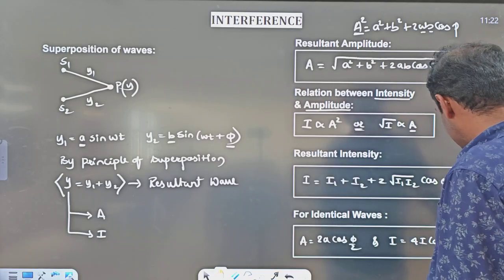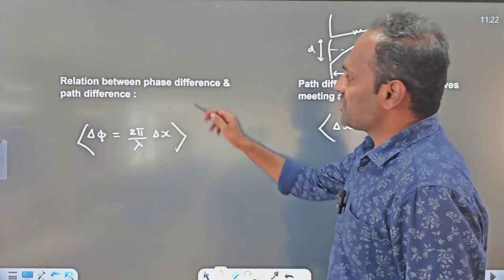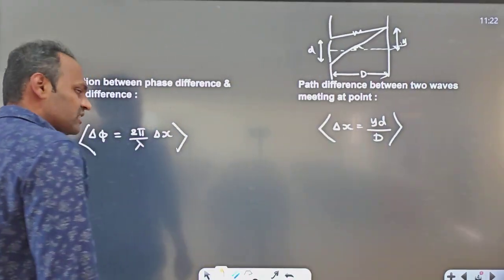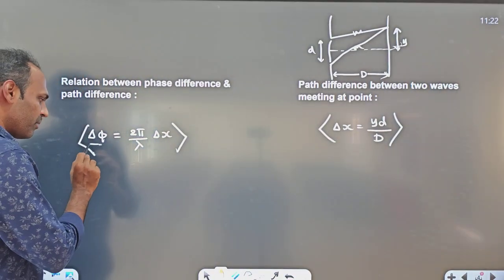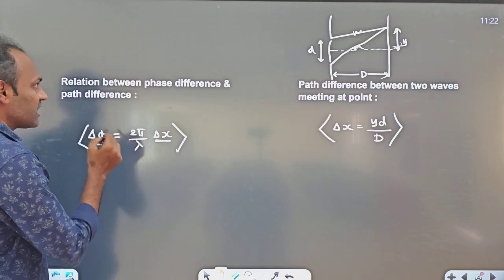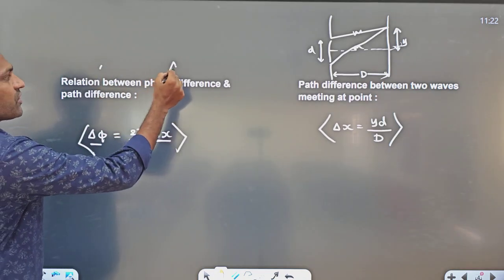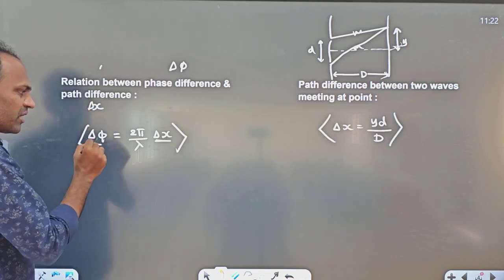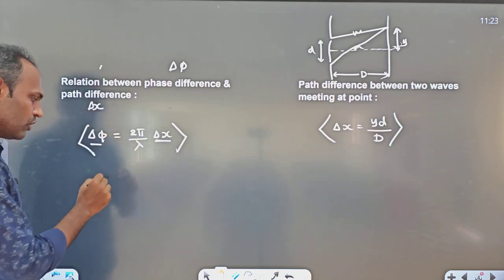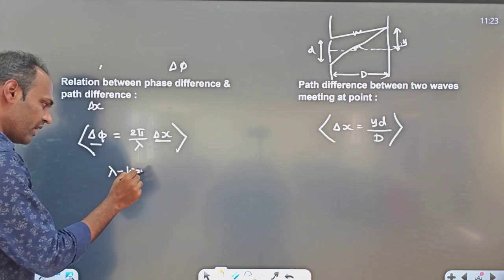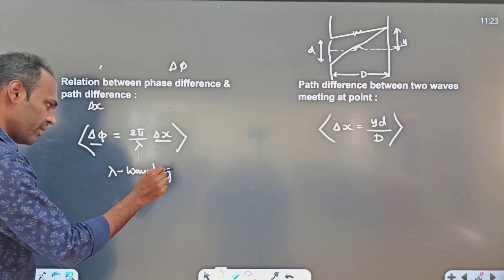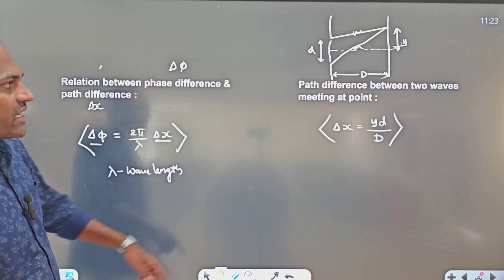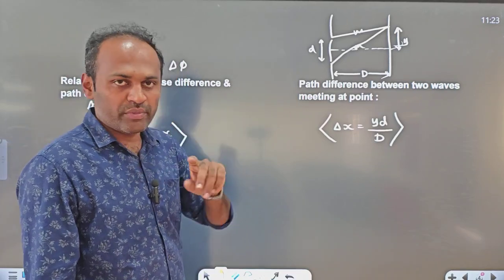Correct? Okay. Next, we'll go for the relation between phase difference and path difference. See, phase difference is represented by delta pi, path difference is represented by delta x. The relation is delta pi is equal to 2 pi by lambda into delta x. What is lambda? Lambda is wavelength. It will be in terms of meter. Correct? Okay, next note.